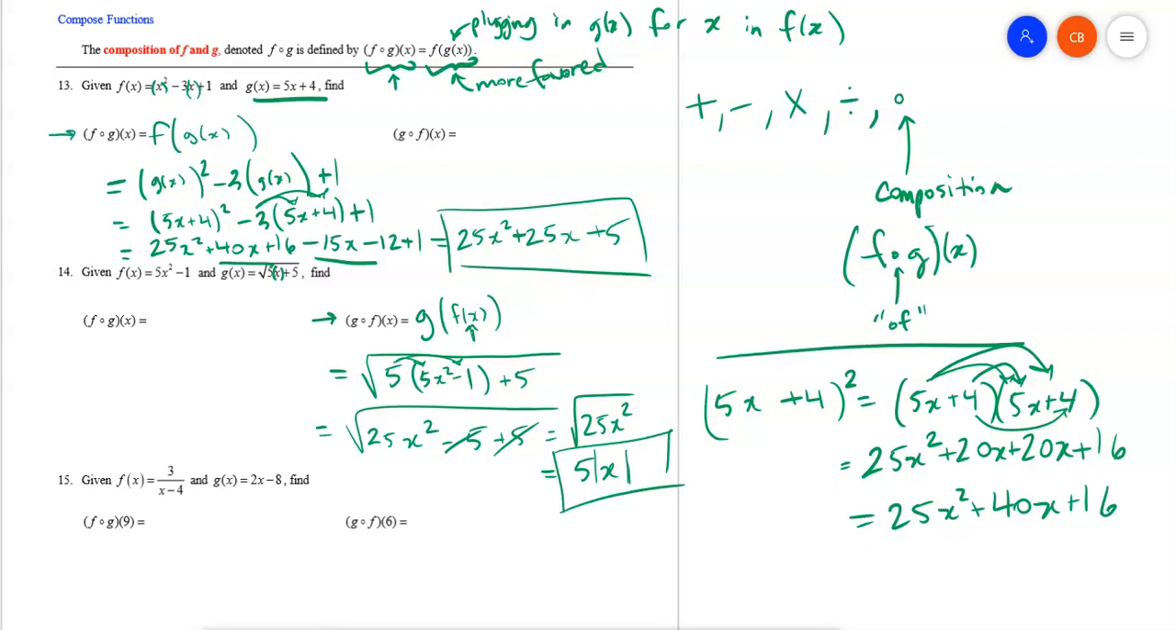So I hope this was helpful. Of course, it's not particularly new. We've practiced plugging in stuff into functions before, but here we're just seeing a nice new notation for it with this composition operation. So anyways, that does it for 2.8 altogether, and I will catch you guys in the videos for the next section.